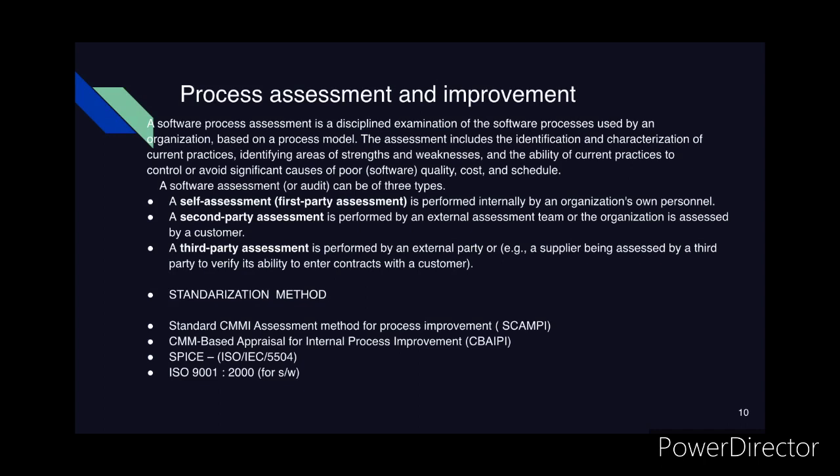The intent of the standard is to assist the organization in developing an objective evaluation of the efficacy of any defined software process. Now the fourth one is ISO 9001:2000 for software. Here it is a generic standard. This standardization method is a generic standard that applies to any organization that wants to improve the overall quality of products, systems, or services that it provides. This standard is directly applied to the software organization.